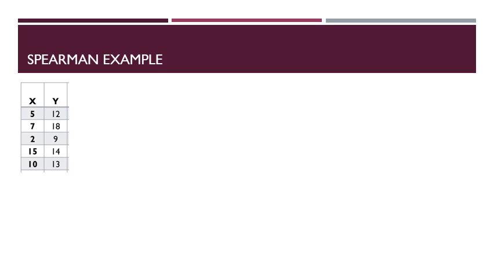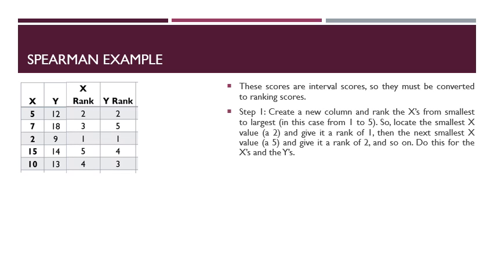Here's an example. You have two sets of data. You have X and Y for 5 different people, or 2 different items that we're trying to correlate. There are 5 scores, so n would be 5. These scores are interval scores, so you must convert them to ranks. Remember, before doing a Spearman, everything must be ranked.